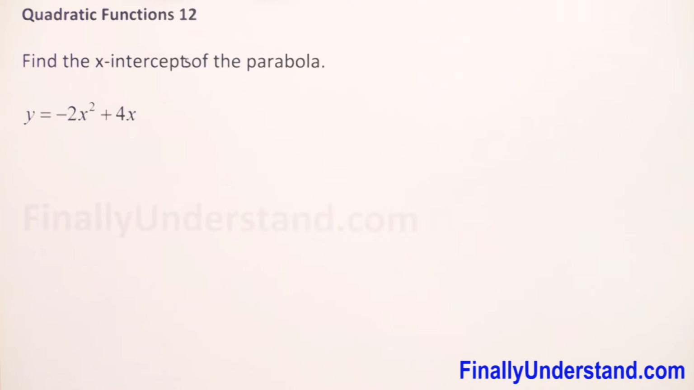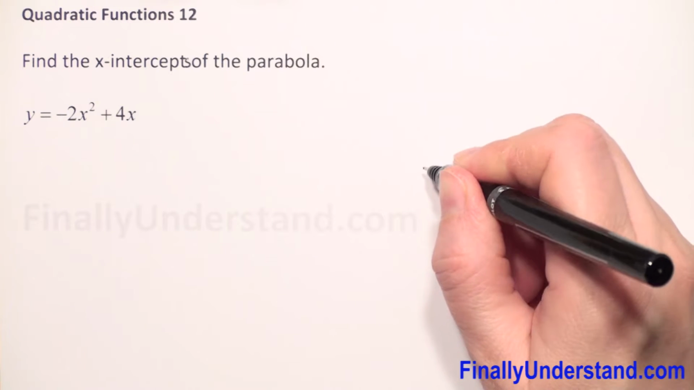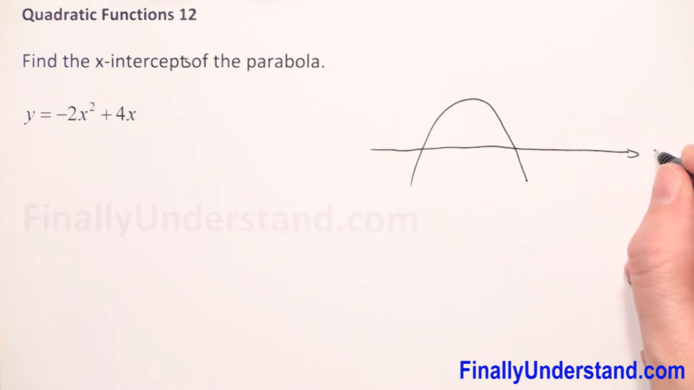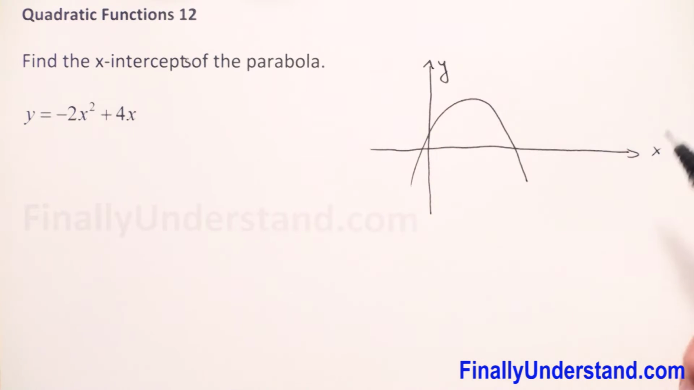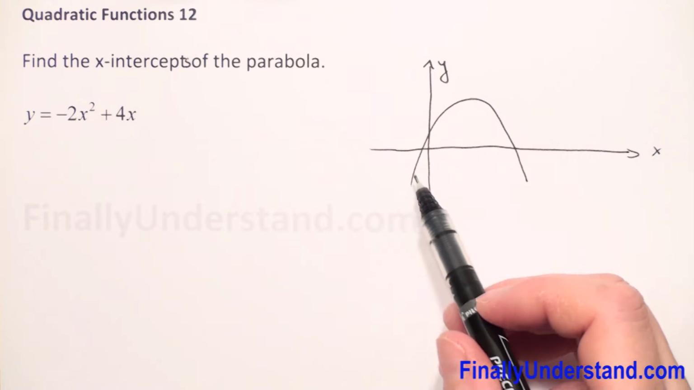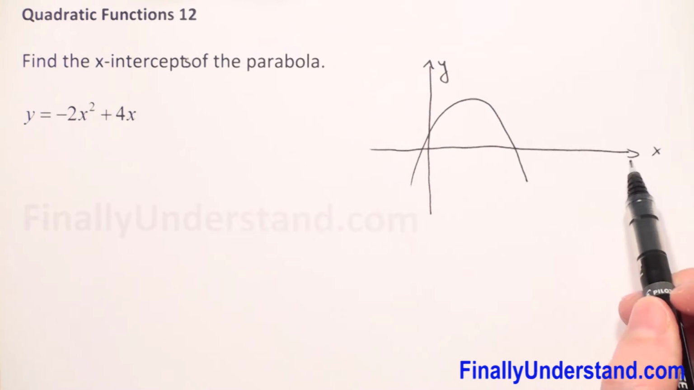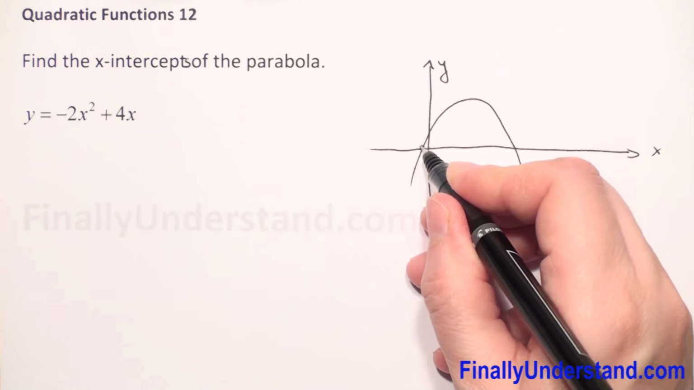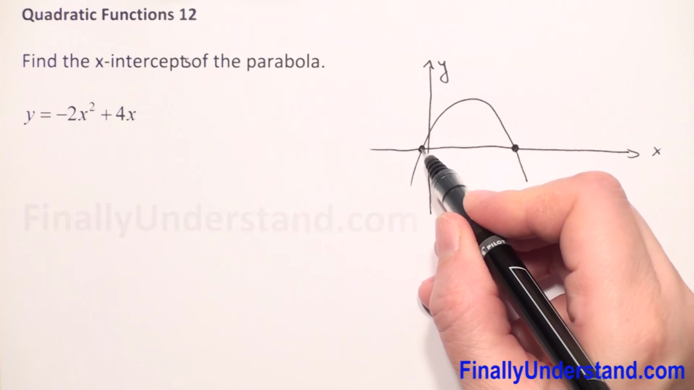Why? Let me draw, for example, a parabola that opens down. This is our x-axis. Let's put the y-axis here. And x-intercepts are points at which a graph crosses the x-axis. So our parabola crosses the x-axis at this point and that point.